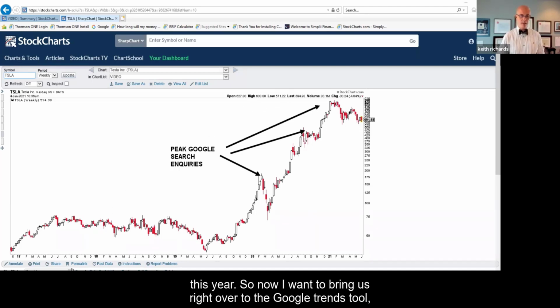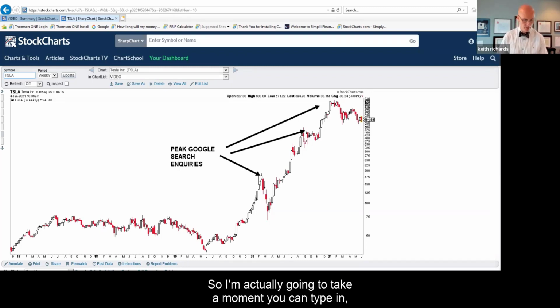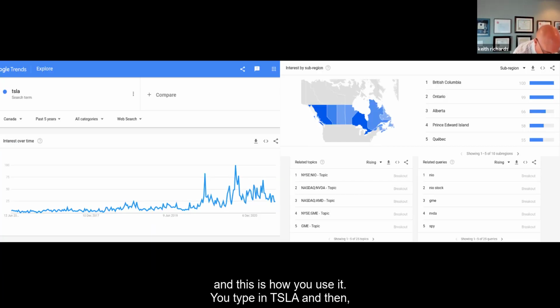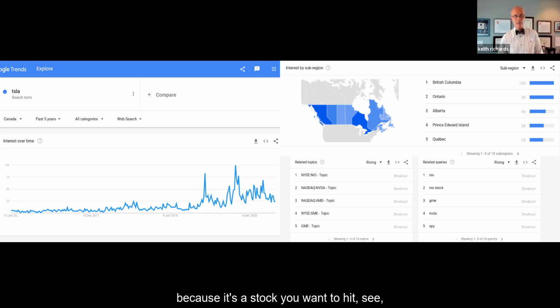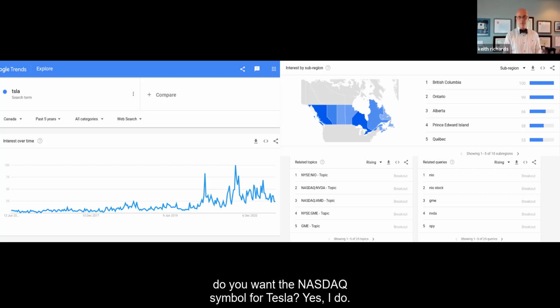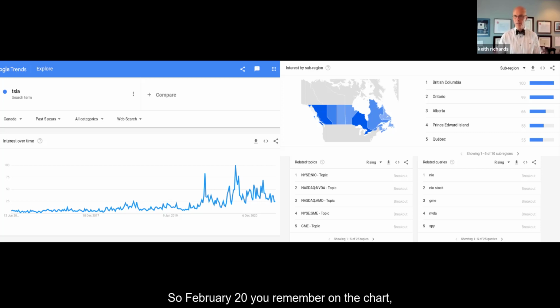So now I want to bring us right over to the Google Trends tool. And oops, I've got Bitcoin here. So I'm actually going to take a moment and type in, and this is how you use it. You type in TSLA, and then because it's a stock, you want to hit, see this tool comes right up and says, do you want the NASDAQ symbol for Tesla? And yes, I do. So if we look back at that chart we were just looking at, you will see that there was a peak in early 20. So February 20, you remember on the chart, Tesla peaked and then fell.